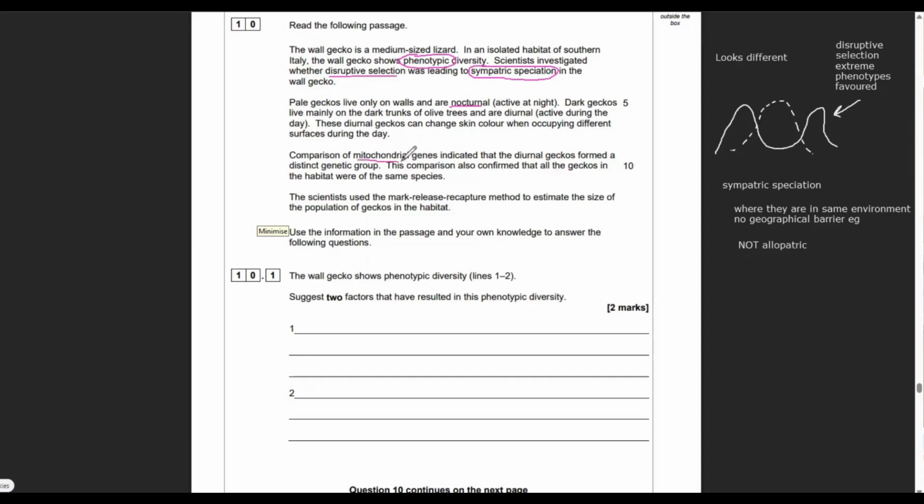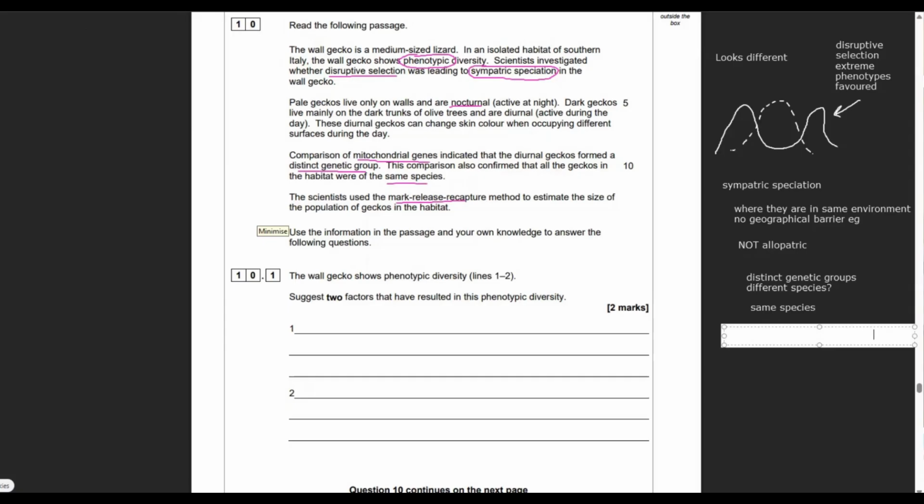Disruptive selection I've underlined. You see I've drawn this little graph. You can see the dashed line, I've done the hump with the dashed line. That is like your population, or average population, which doesn't favor the extremes. Disruptive selection favors the extremes, i.e. hairy and without hair, or in this case, pale and dark, the extremes of color that you could have.